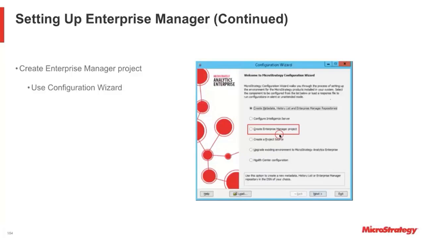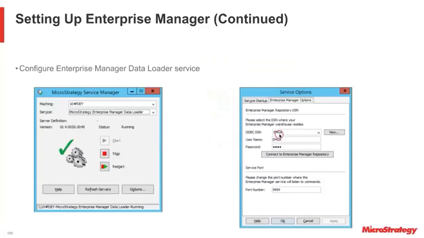And then the next thing is to set up your enterprise manager data loader service. So in this case, as to the service, here we use what we call service manager. Normally you use it for starting, stopping and restarting your intelligence server. But this time around in the service, we'll specify that we want to set up the data loader service. And then we just need to stop and restart it.